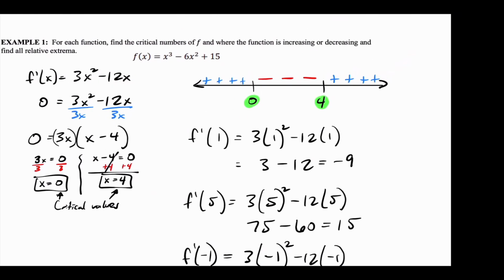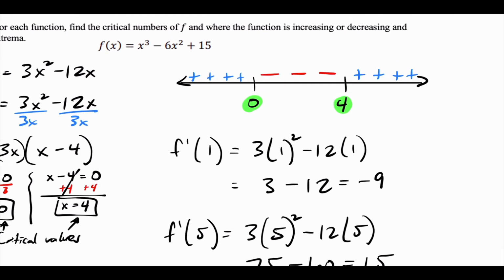Okay. So now I have to determine at 0. Before 0, is the function increasing or decreasing? Before 0, so over here, is the function increasing or decreasing? Because the derivative is positive, right? So it has to be increasing. And then once it passes 0, it decreases because the derivative is negative. And then after 4, it increases again.